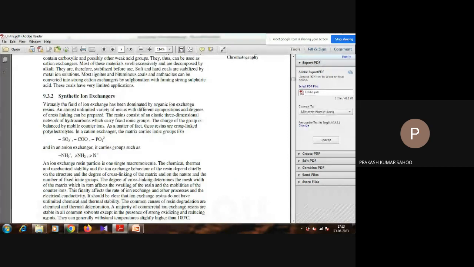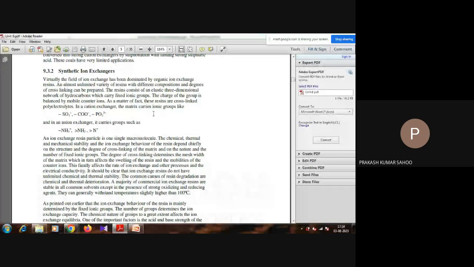Then we have synthetic ion exchangers. Synthetic means this is man-made. Virtually, the field of ion exchange has been dominated by organic ion exchange resins. Generally, it signifies the organic ion exchange resin, and an almost unlimited variety of resins with different compositions and degrees of cross-linking are prepared. The resin consists of an elastic 3D network of hydrocarbon which carries fixed ionic groups. In the cation exchanger, the matrix carries groups like sulfonate, carboxylate, phosphonate. And an anion exchanger carries groups like NH3+, NH2, N+. So these are the types of ions which are present in our cation and anion exchangers.